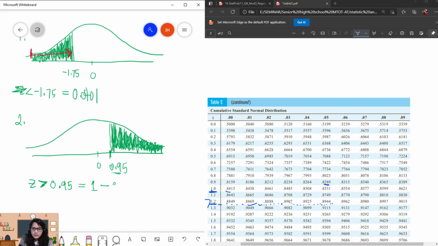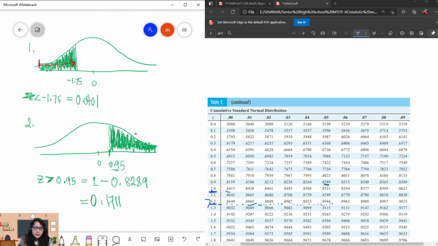So that is 0.8289. So that is 1 minus 0.8289. So that is 0.1711. So again, this 0.1711, this is the area. Remember this 0.8289, this is from left to right. This is 0.95, the area, which is 0.8289. So this is the area covered from that one. That's why we subtracted from 1, because it is greater than.